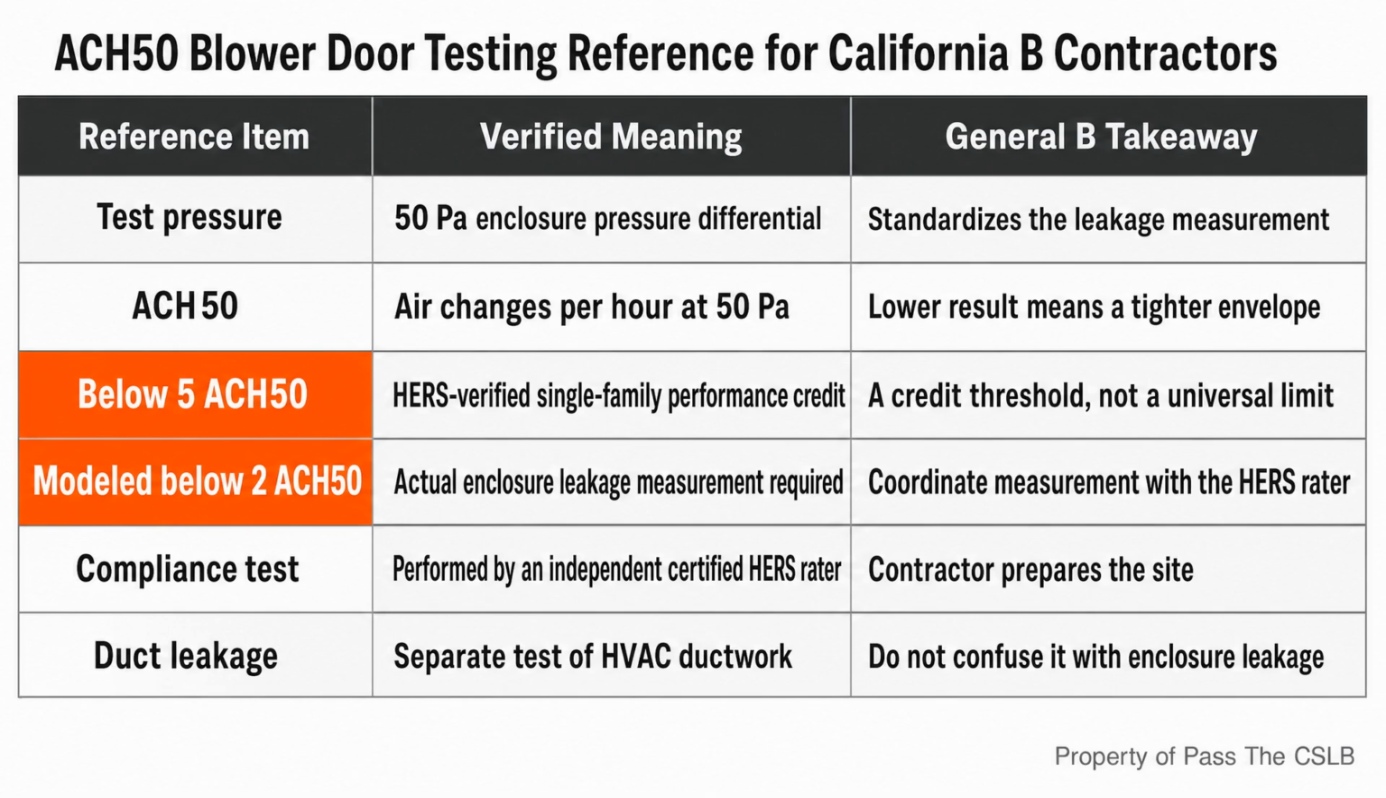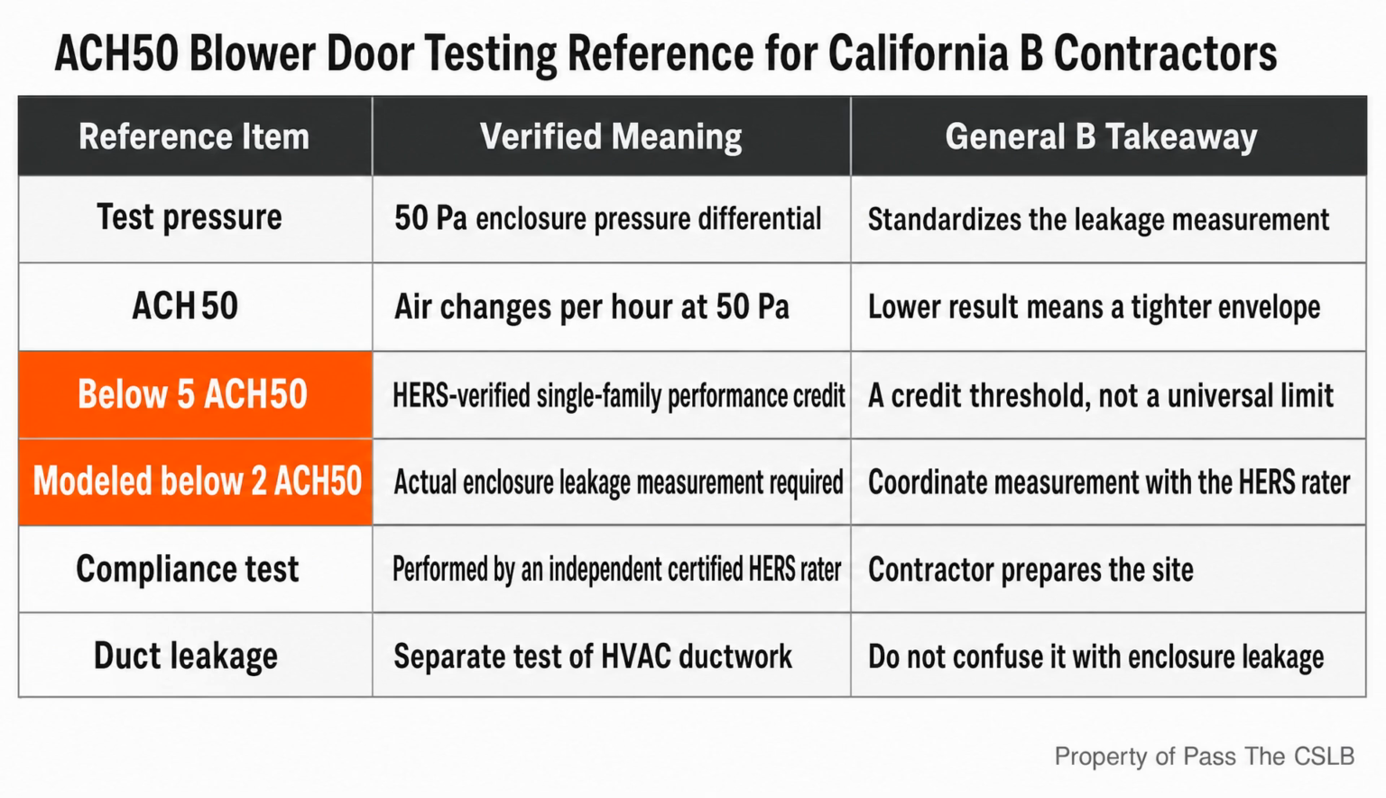Keep the California thresholds in their proper lanes. A verified result below 5 air changes per hour at 50 pascals can support the identified single family performance credit. Modeling below 2 requires actual enclosure leakage measurement. Neither statement should be stretched into a universal rule for every project.